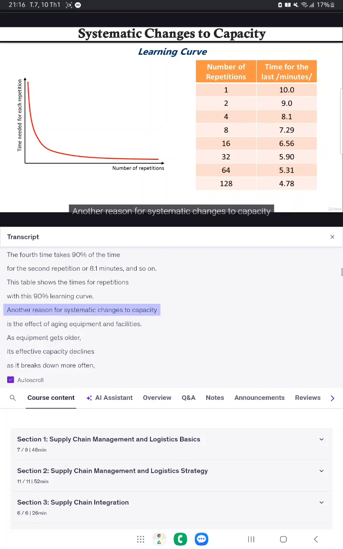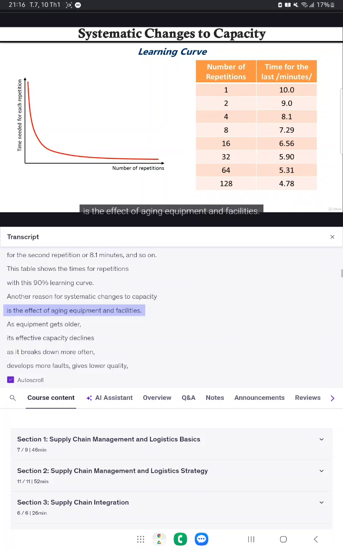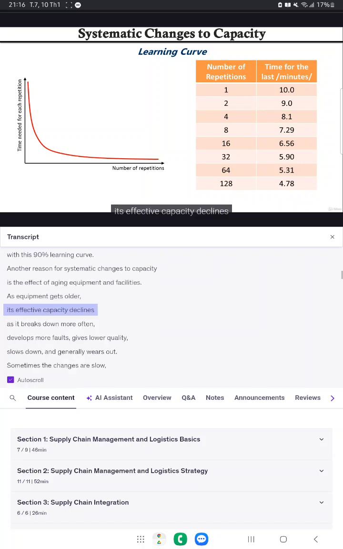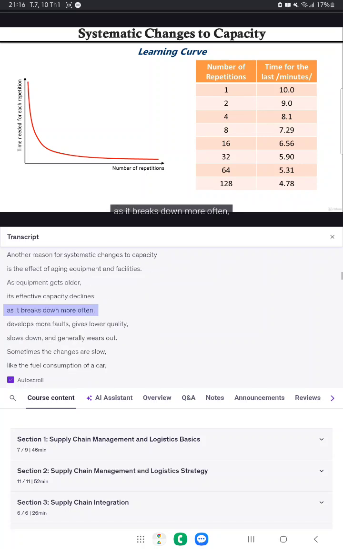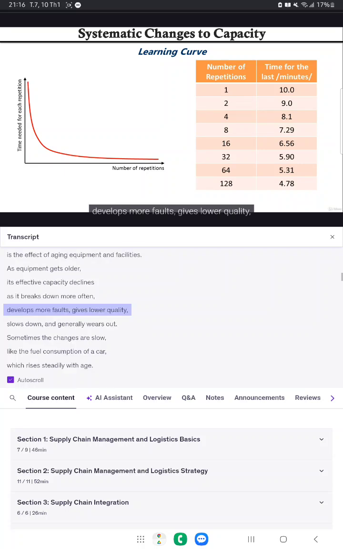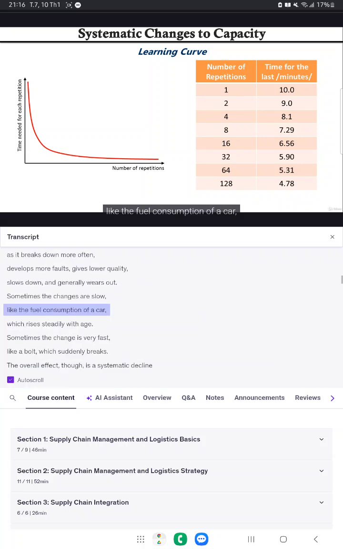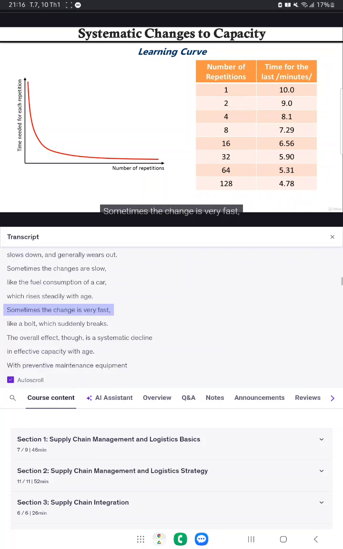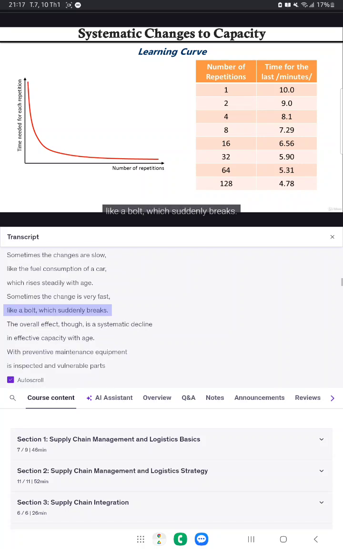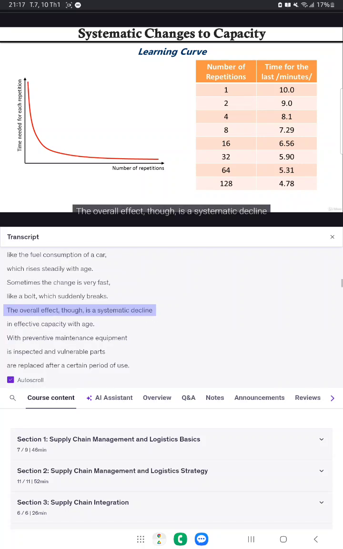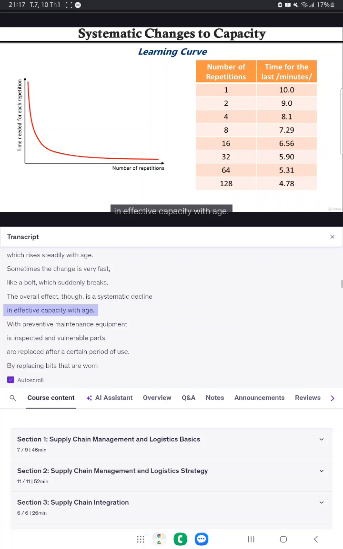Another reason for systematic changes to capacity is the effect of aging equipment and facilities. As equipment gets older, its effective capacity declines as it breaks down more often, develops more faults, gives lower quality, slows down, and generally wears out. Sometimes the changes are slow, like the fuel consumption of a car, which rises steadily with age. Sometimes the change is very fast, like a bolt which suddenly breaks. The overall effect, though, is a systematic decline in effective capacity with age.